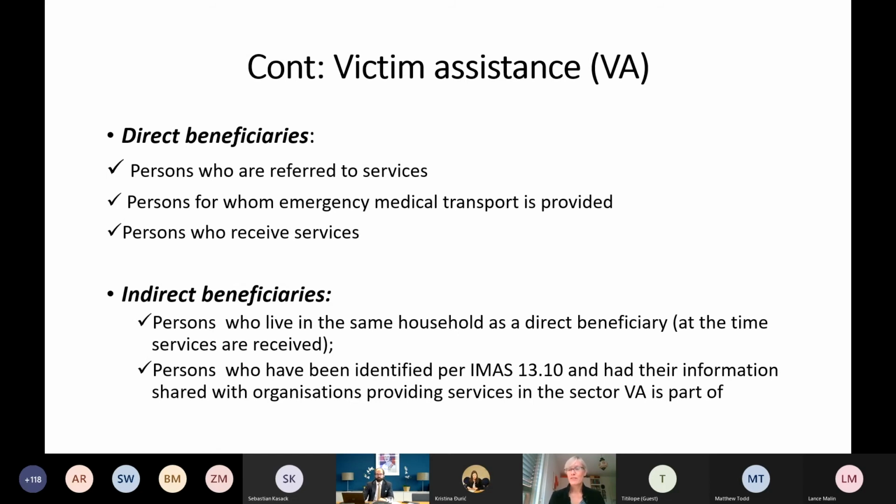So that is a quick explanation of how we would count beneficiaries of victim assistance when we do our risk education, community liaison, clearance work. Any questions? We're here. Over to you, dear Ambassador.